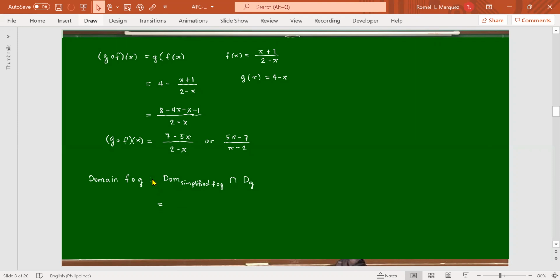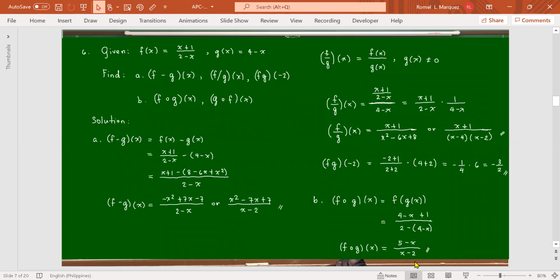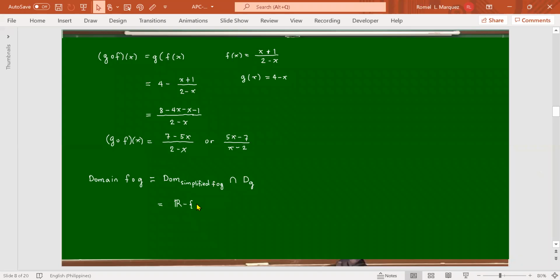What is the domain of these guys? Children, what's the domain of the simplified? Set of all real numbers except 2, no? Yeah. Then intersection with the domain of the G. What's the domain of the G? Domain of this is set of real numbers. So where do they intersect? Here, okay? So this is the final answer.